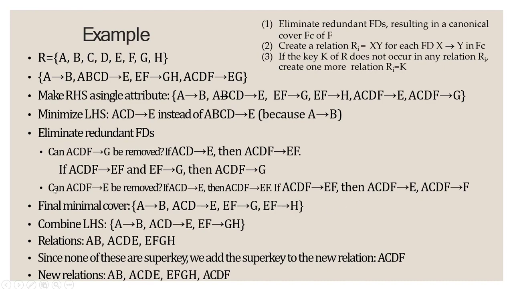Okay, so because of that, we can remove this as well. So the final result is going to be A determines B, A, C, D determines E, and then these can be put back together and we call it EF determines GH, which is what we have here. So this is going to be our relations. We have AB, ACDE, and then EFGH.